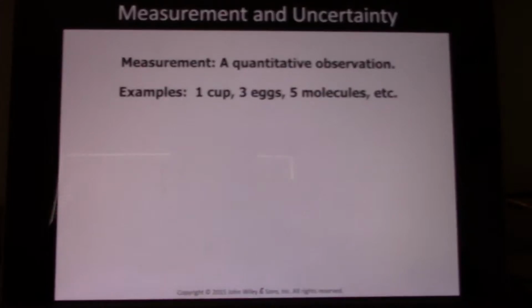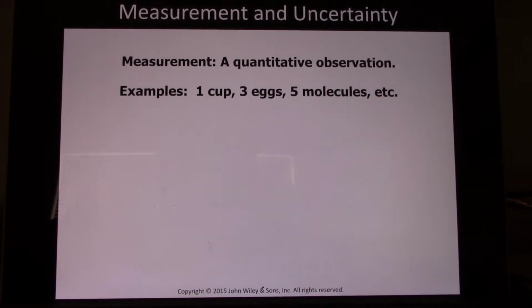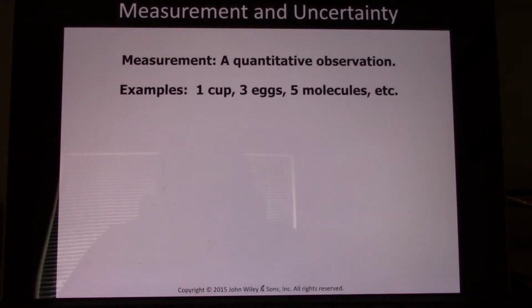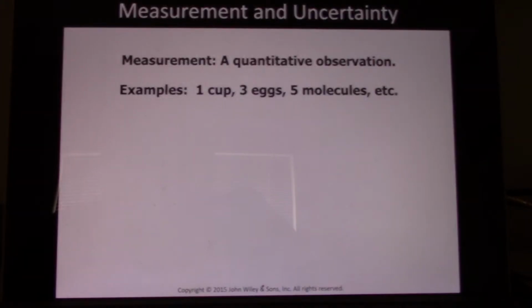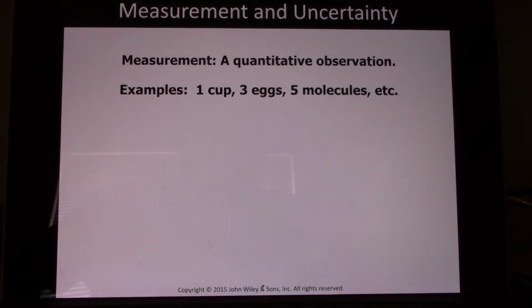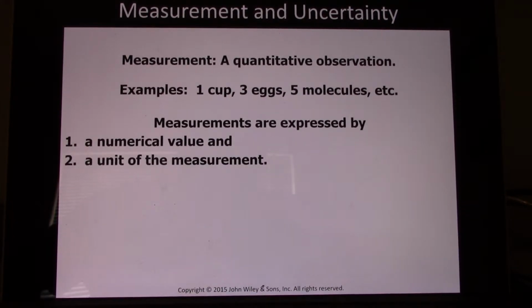Measurement and uncertainty. There are 2 types of measurements. You can count something out or you can use a tool to measure something. If you count something, it should be perfectly accurate. If I give you 3 eggs, you should know that you have 3 eggs. If I give you 7 eggs, you should know exactly that you have 7 eggs. Uncertainty comes in with measurement. If I give you a tool and you have to measure something with a tool, you are now limited by the tool itself. When we have a measurement, we will have a numerical value and a unit of measurement. You must have both a number and a unit.